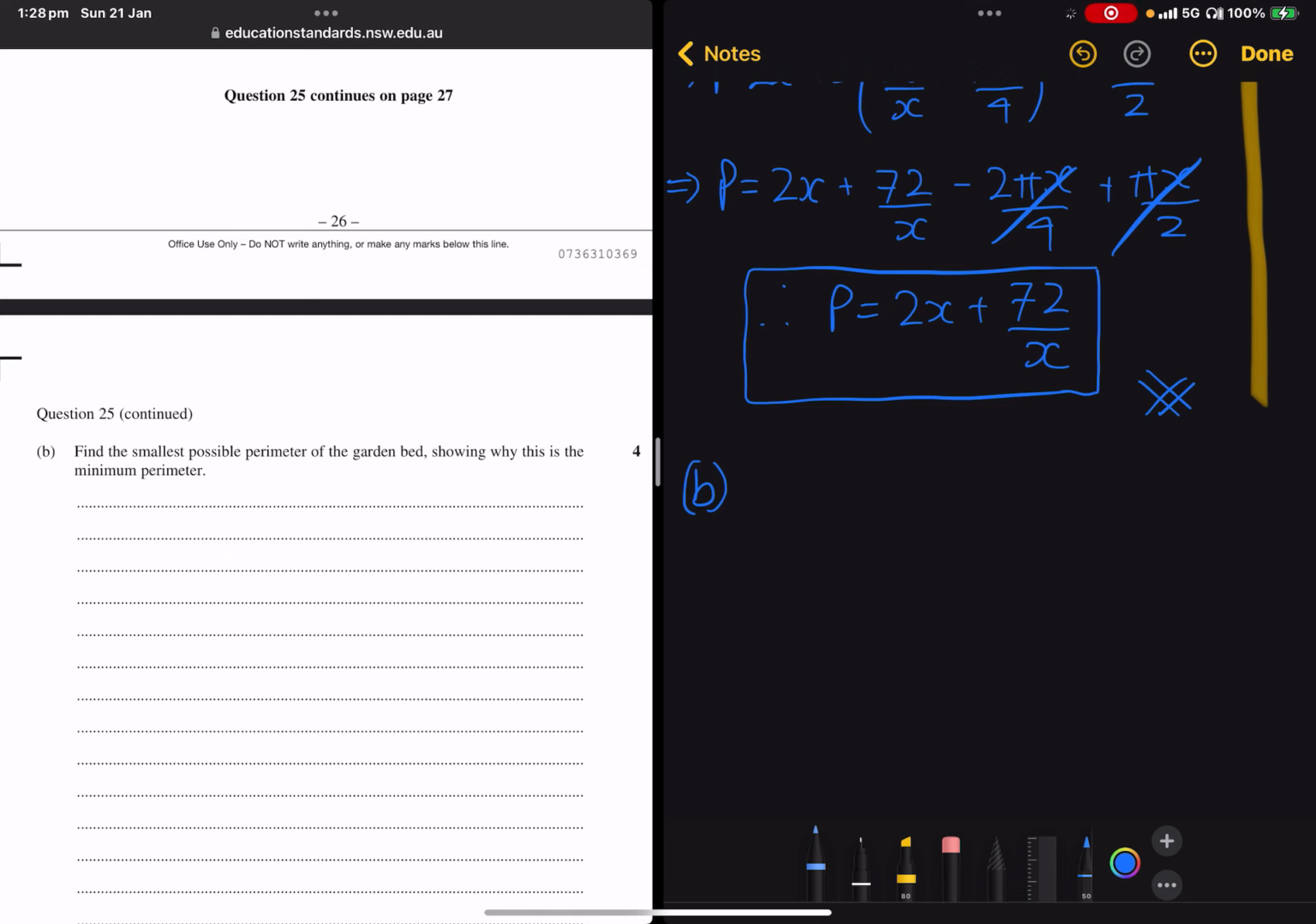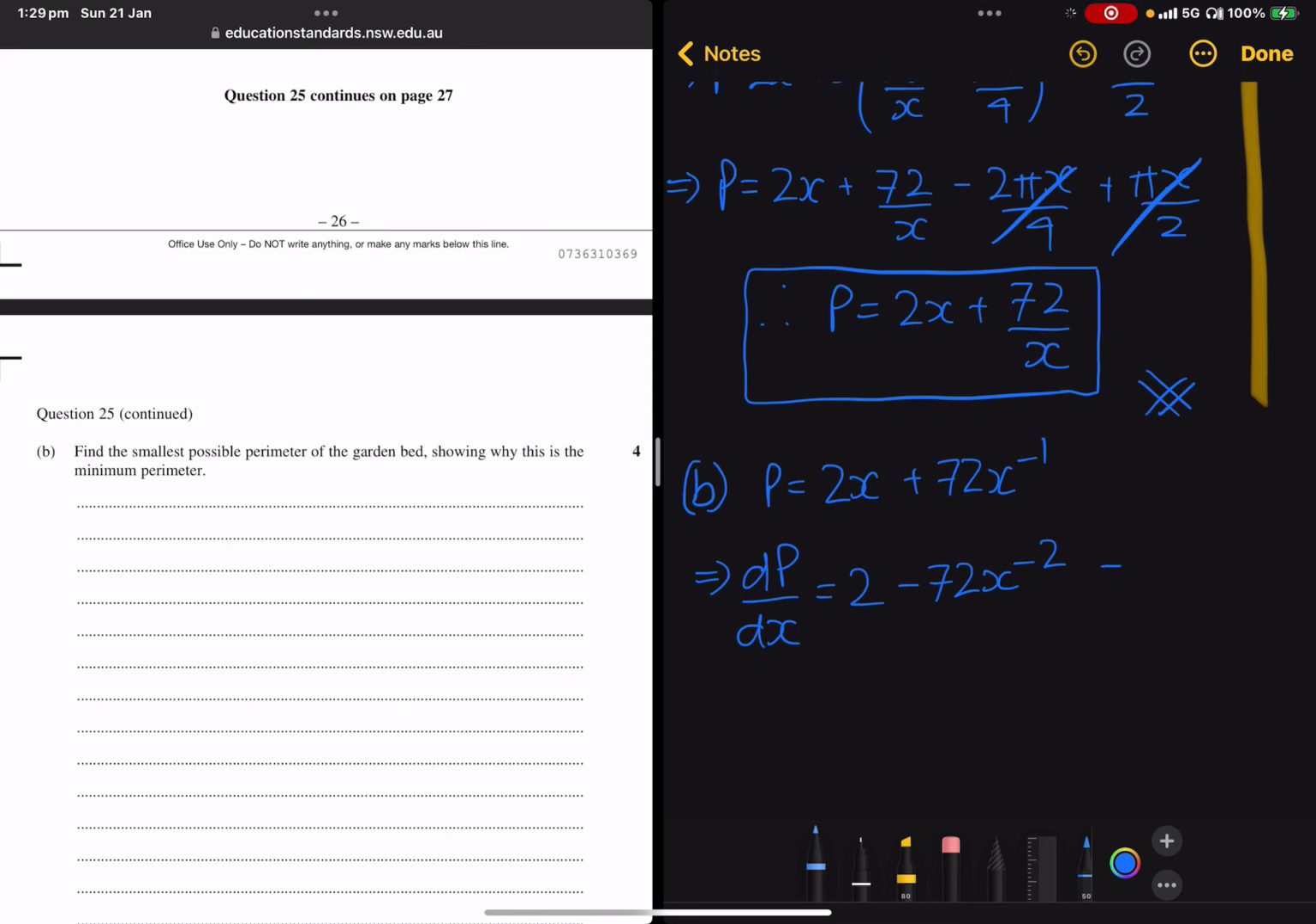So if we want to minimize the perimeter, we need to differentiate this function. So p is 2x plus 72 times x to the minus 1. Now I've changed the divided by x to x to the minus 1 because it's going to make it a little easier to differentiate. So dp dx, the derivative, is 2 minus 72x to the minus 2.